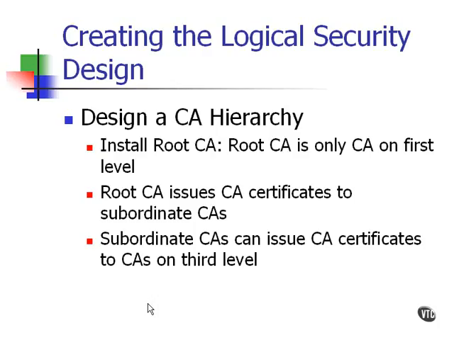Once you understand a little bit more about certification authorities and how they play a part in securing your network infrastructure, it's time now to look at how to design a CA hierarchy. And for the most part, it's pretty straightforward here. When you design a CA hierarchy, you will follow these steps. First, you will install a root CA. And the root CA is going to be the only certification authority on this first level.